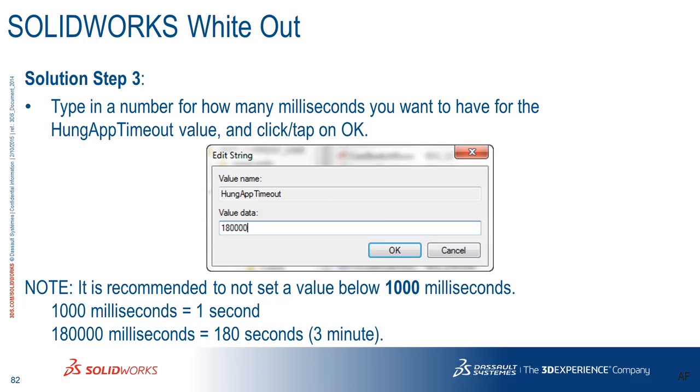180,000 gives you 3 minutes, since 1,000 milliseconds is 1 second. So you can put it anywhere in there. Maybe you want 30 seconds, maybe you want 3 minutes, but it's not going to tell your users that it's not responding. It's going to wait a little bit longer and give them more time before they get anxious and think the machine crashed on them. That's what's happened more often than not, and we've gotten that in support a lot. People getting frustrated that their machine's crashing, and we found out it was just whiting out after 5 seconds.